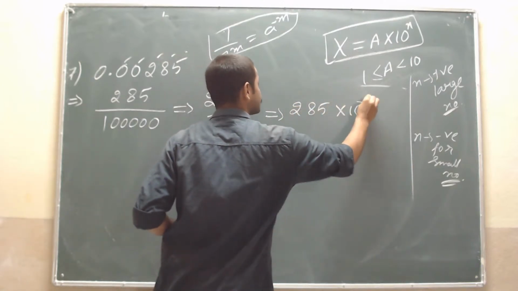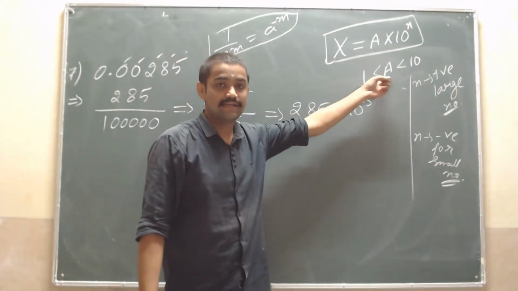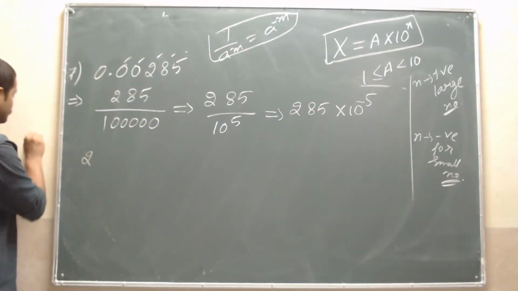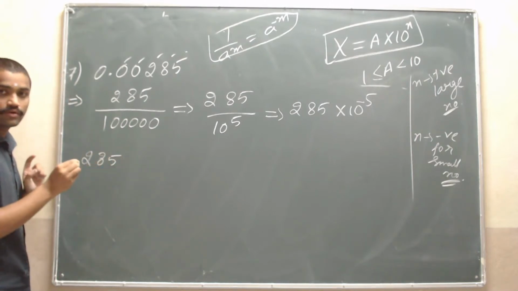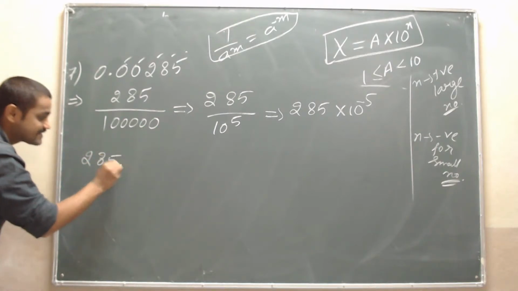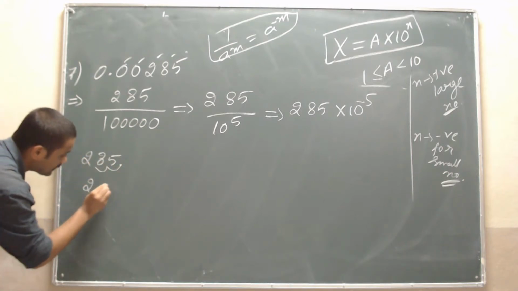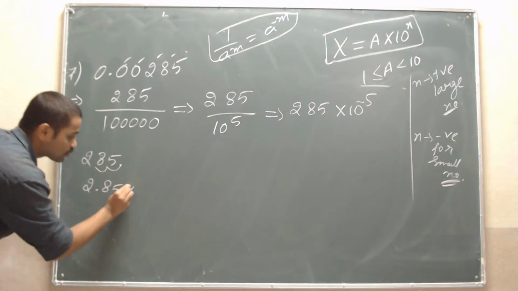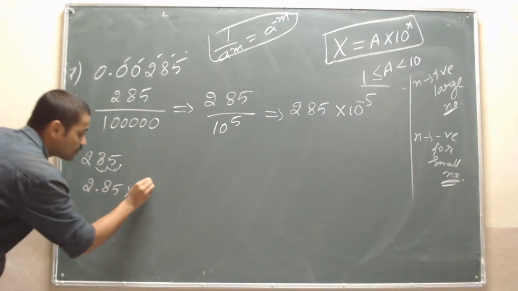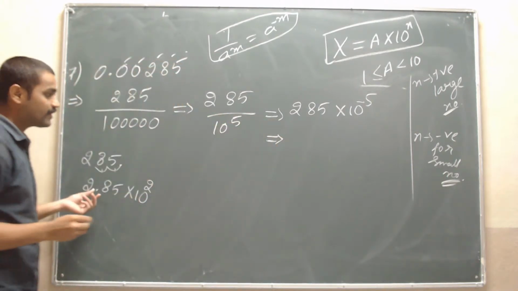285 into 10 to the power of minus 5 is the answer. No sir, why? Because this is a, and a must lie between 1 and 10. So I will convert this 285 into standard form. Here is the decimal, so I will move this decimal to the left side. It becomes 2.85 into 10 to the power of how many? What exponent do we have to keep here? 1, 2. 2 is the exponent. So that is 2.85.